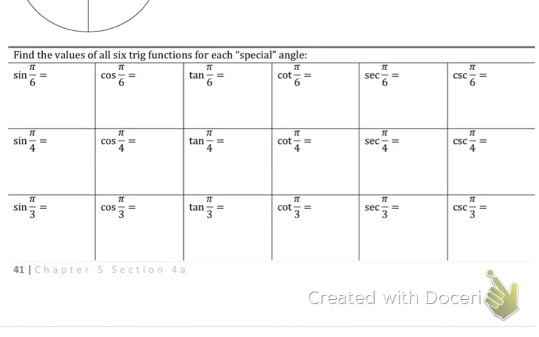So I'm just going to go around the unit circle. So sine of pi over 6, that's the first tick mark. Sine is always 1/2. At pi over 4, sine is square root of 2 over 2. And at pi over 3, that's our third tick mark, right? 1, 2, 3. That is where it's going to be square root of 3 over 2.